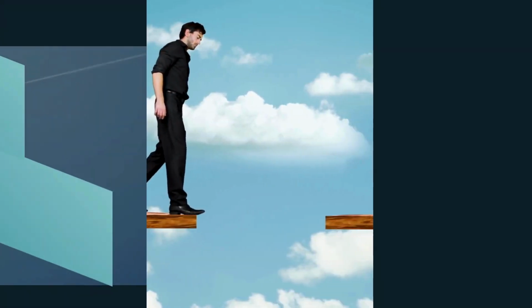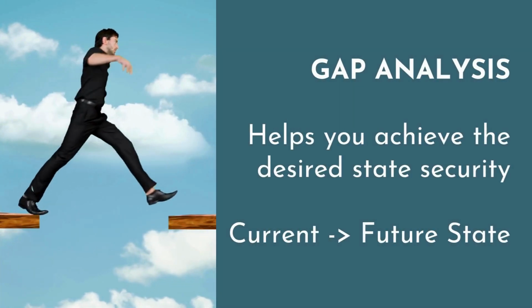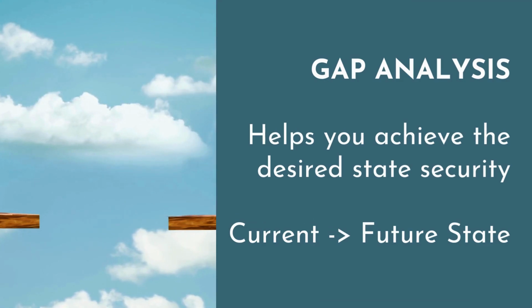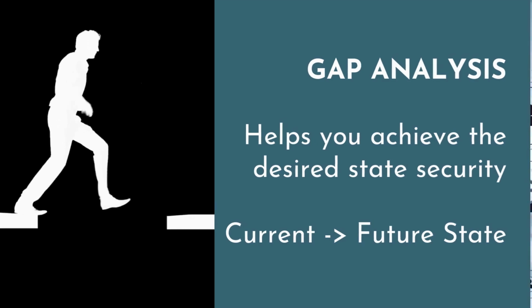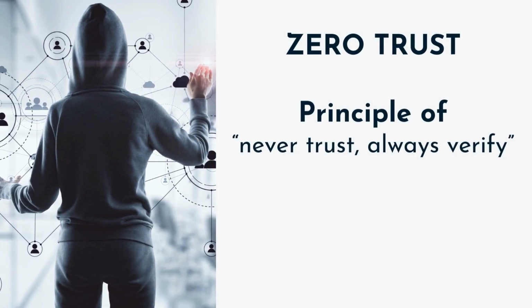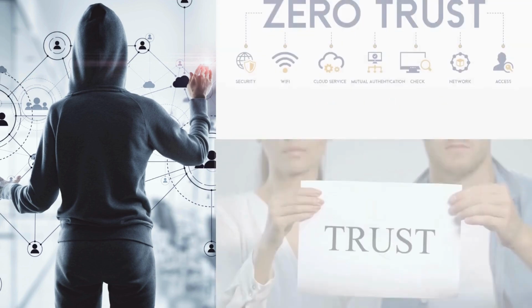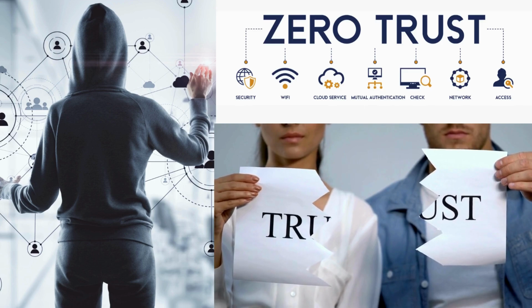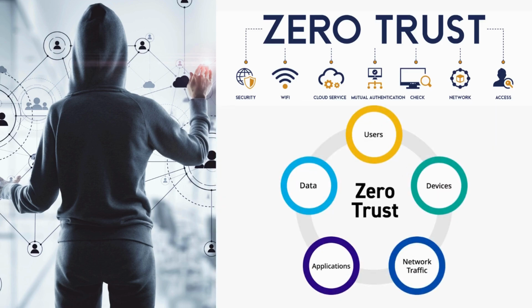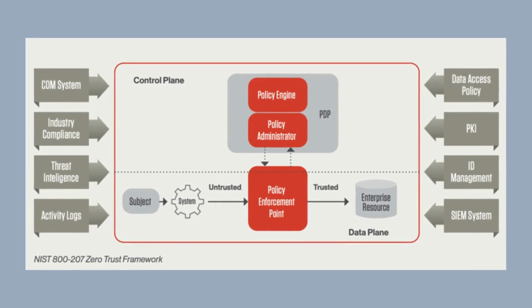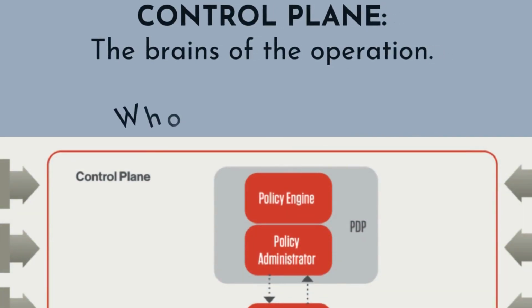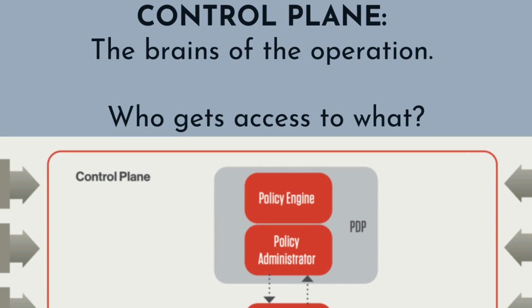We also need to talk about gap analysis, which simply put, helps you achieve the desired state of security compared to the standard. In order for us to make all of these happen, we focus on using zero trust, which is a principle of never trust but always verify, or rather, never trust and always verify. To implement zero trust though, you need two key components to come together. Control plane, which is the brain of the operation and decides who gets access to what, and the data plane, which is a highway for data.